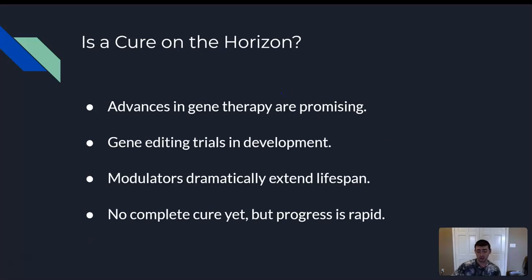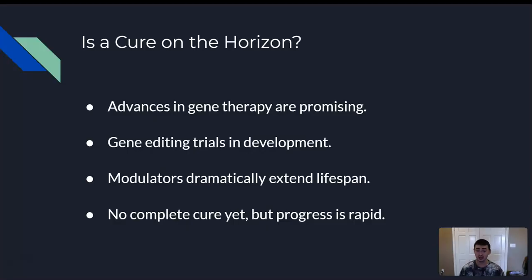Is a cure on the horizon? Right now, cystic fibrosis does not have a complete cure. However, the progress in treatment over the past decade has been remarkable. CFTR modulators have transformed CF from a fatal childhood disease into a condition many people now live with into adulthood and beyond.